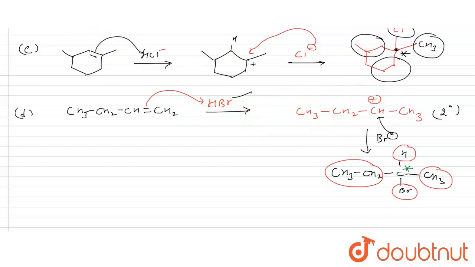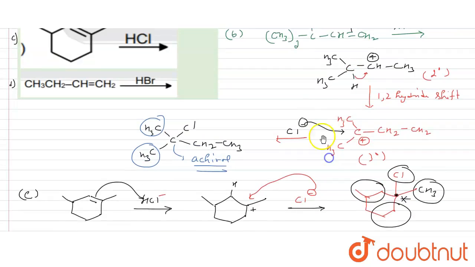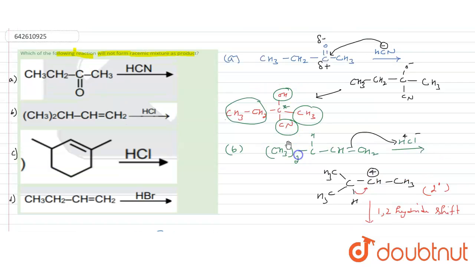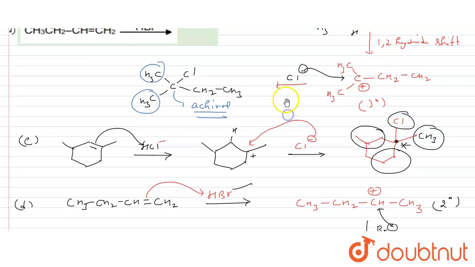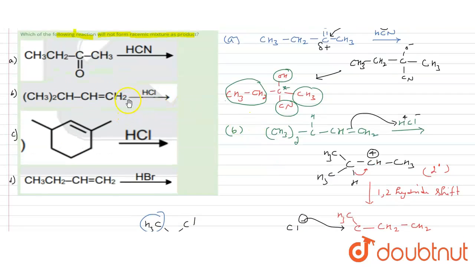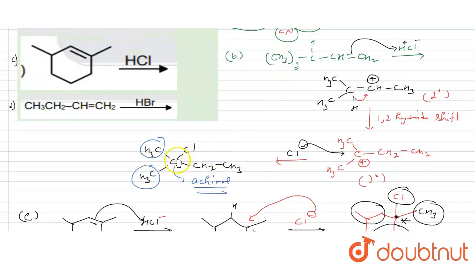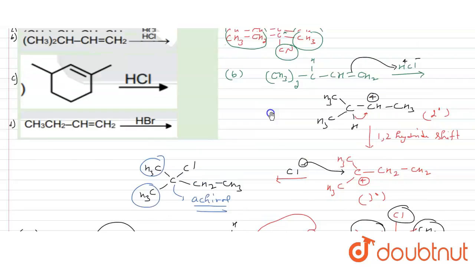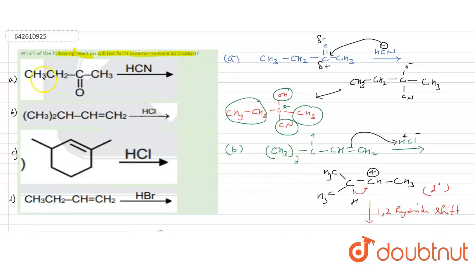Now, in the question it is asked which of the following reactions does not form a racemic mixture. You can see reactions A, C and D will show the racemic mixture, while reaction B will not form a racemic mixture because of the presence of an achiral carbon. You can see here the carbon is achiral. In this way I can say that option B will be the correct answer, in which the racemic mixture will not form as a product. So I can say that options A, C and D will be the wrong answers.